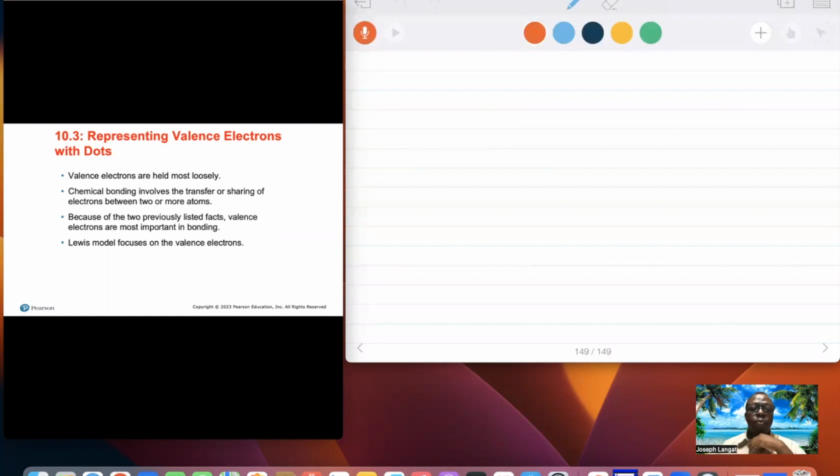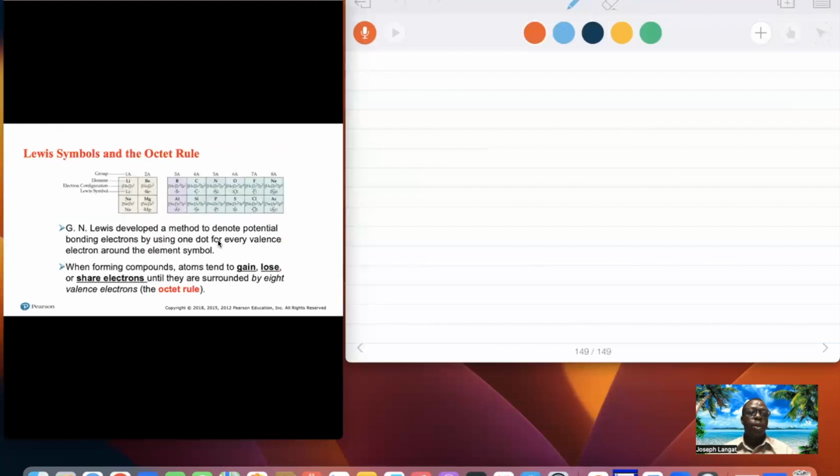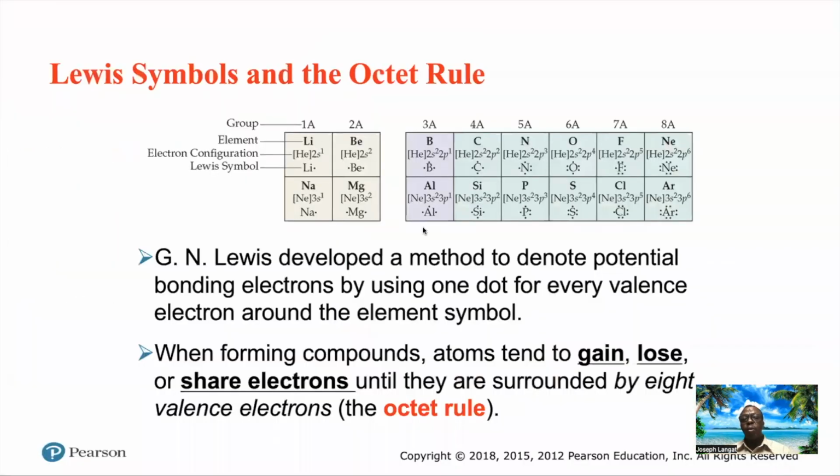focuses on valence electrons. And you know what valence electrons are? Electrons in the highest energy level, in the outermost shell. For main group elements, you should be able to use the periodic table to predict the valence electrons. Here is part of the periodic table showing the valence electrons as well as the Lewis symbol. Remember, the dot represents the valence electron.